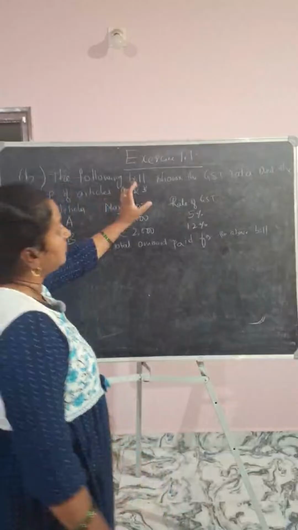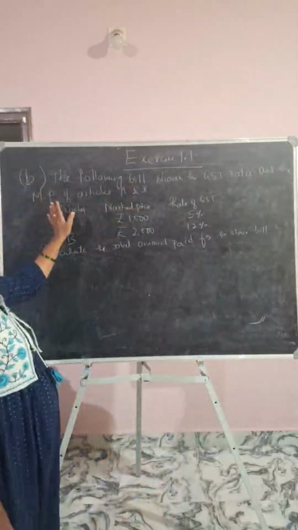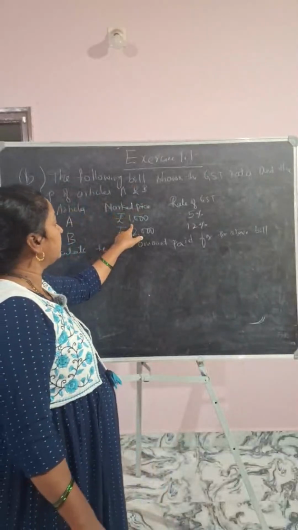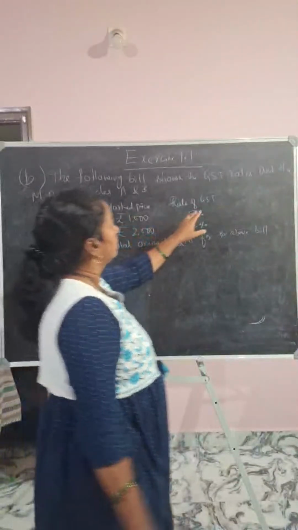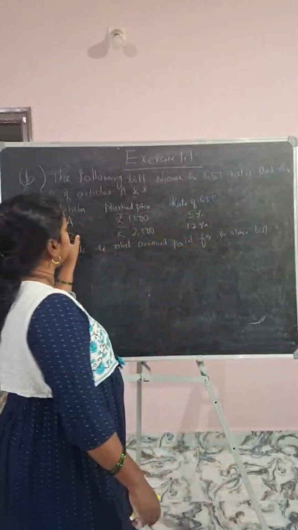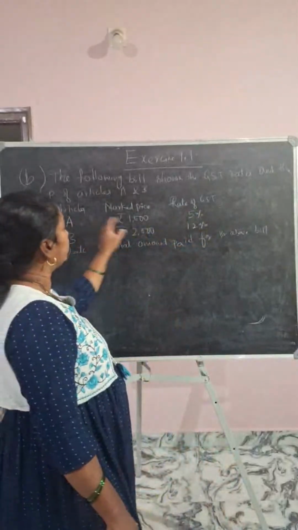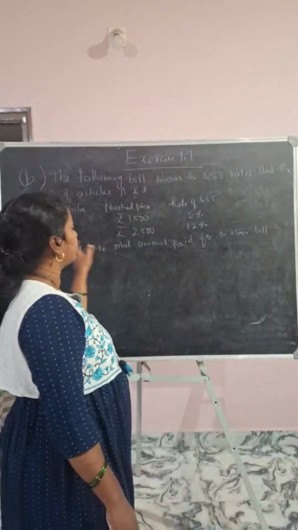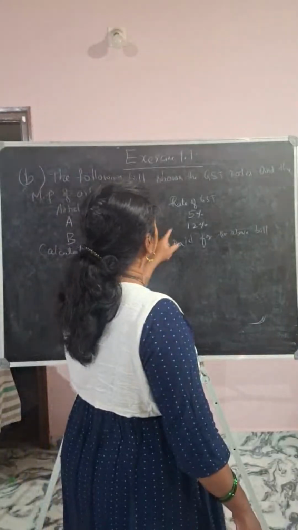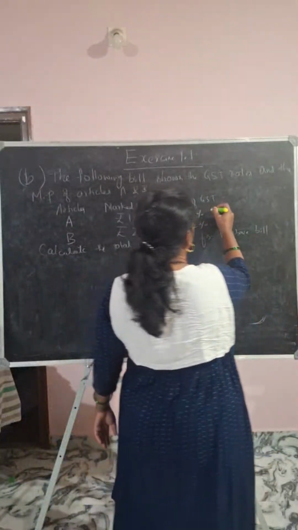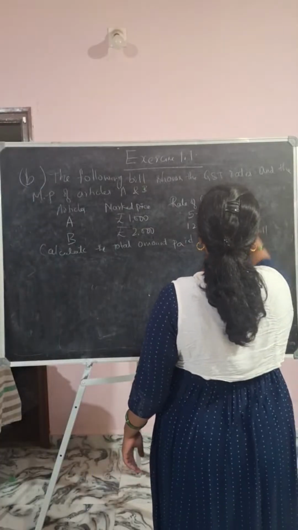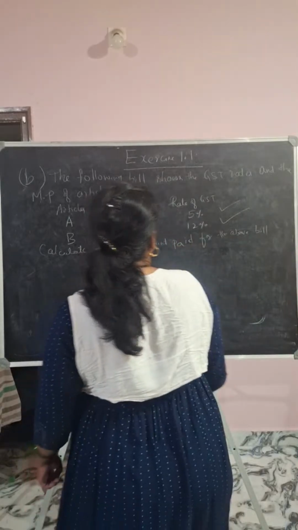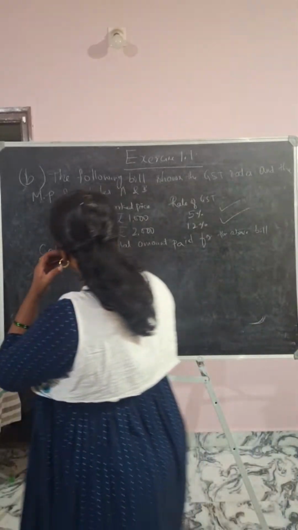See, even this question is same as the first question. The market price is given for two articles, that is A and B. The market price of the first article is 1000 and the market price of the second article, that is article B, is 2000. Rate of GST is different, that is for the article A, rate of GST is 5% and for the article B, rate of GST is 12%.